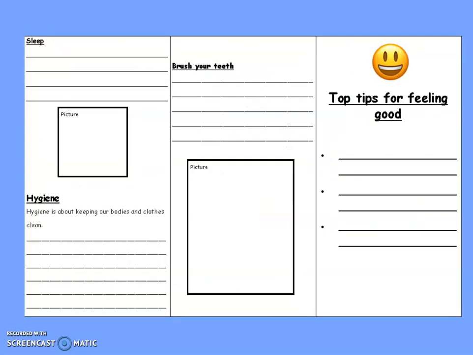Today's task is to use your template for today's lesson, so it should say Friday the 12th of February at the top, to draft your information leaflet. You might choose to include a section on sleep like I did. We're going to include one on hygiene and then one more paragraph. This might be on brushing your teeth. Finally, you are going to give some top tips for feeling good. These should be around your mental health, using some of the things that we learnt last week during Children's Mental Health Week.